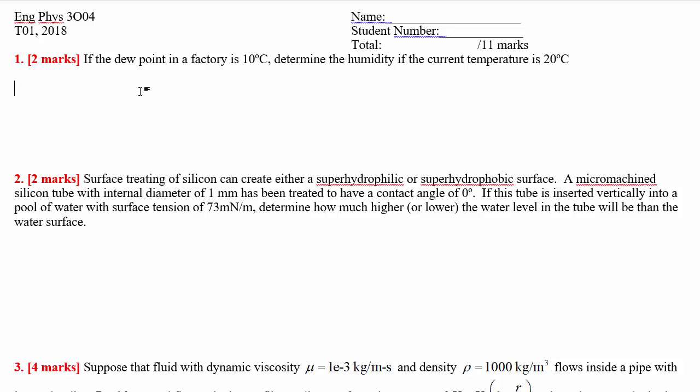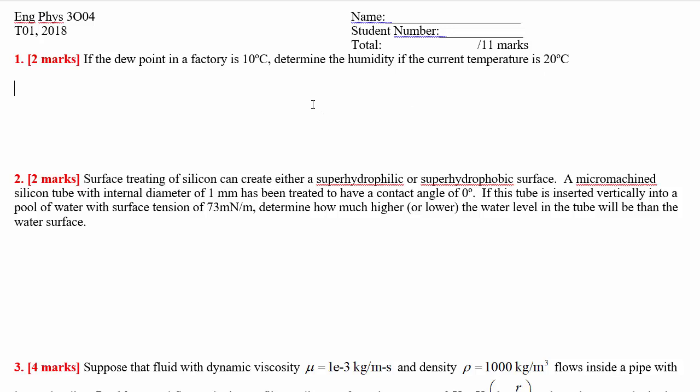So the other video series would be about teaching the material behind it, and this one is extra video practice just for solving practice problems. So for this one, we're looking at test 1 from 2018. This is being recorded after the test is already done, so more for next year or for exam review for this year. Now, the first question: if the dew point in a factory is 10 degrees C, determine the humidity if the current temperature is 20 degrees C.